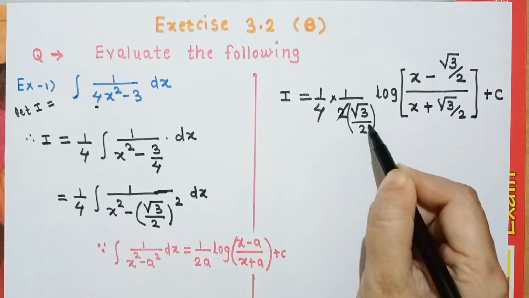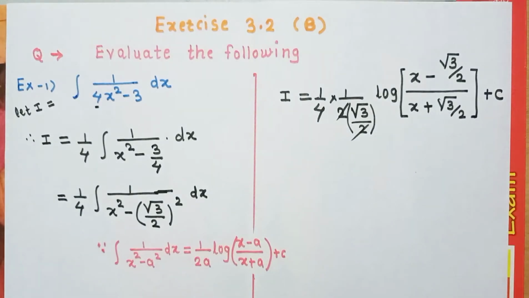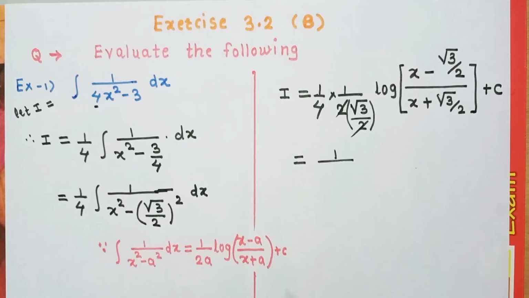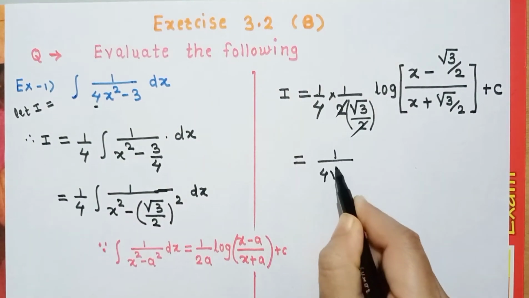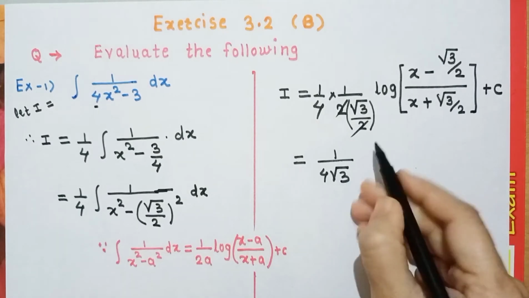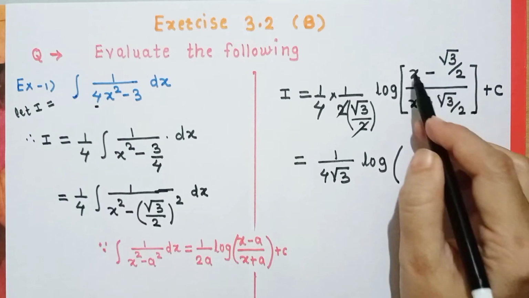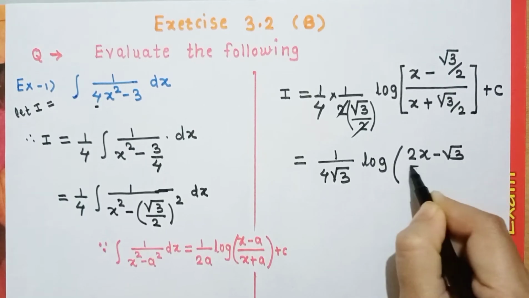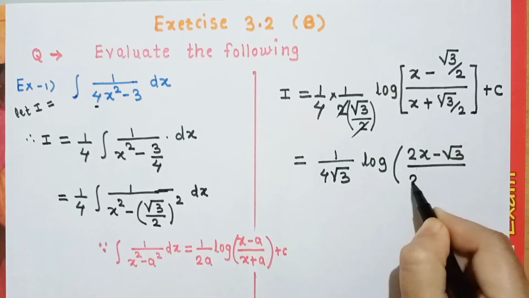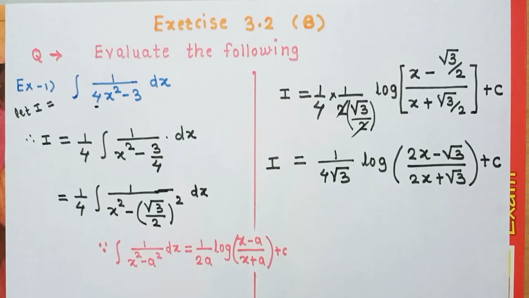Now these two get cancelled, and here also we will make denominator same, and again that is equal to 1 upon 4 root 3, and then log of, then after making denominator same, 2 multiply by x minus root 3 and upon 2x plus c. This is the final answer.